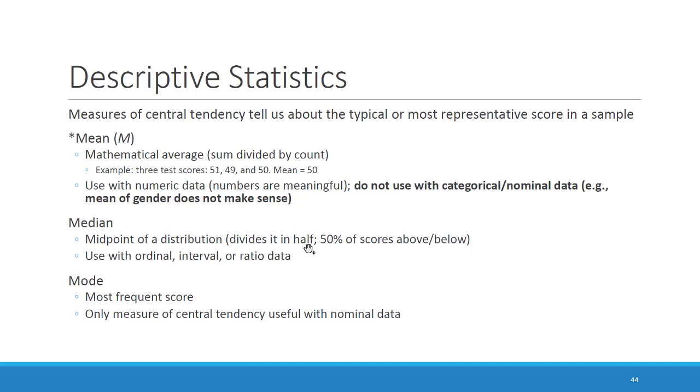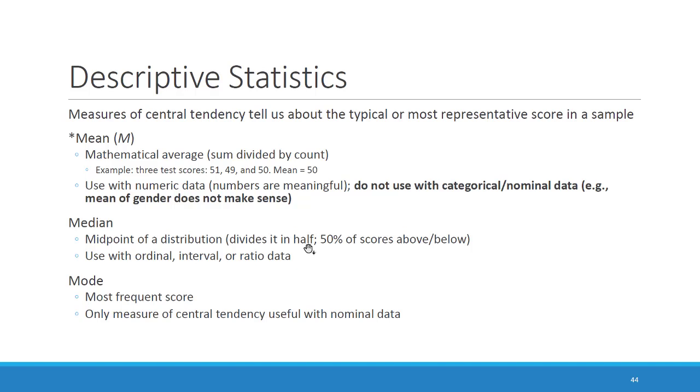The mode is the most frequent score in a distribution, and the mode is the only measure of central tendency that's useful with nominal data. So for the example that I gave you earlier, how with gender we don't want to use the mean of gender, we could, however, use the mode of gender, right?